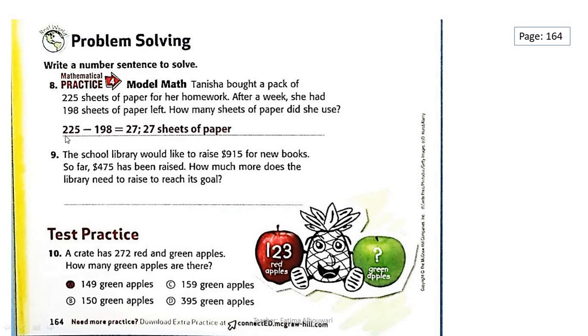So, 225 minus 198 equal 27. And let's see the next problem.